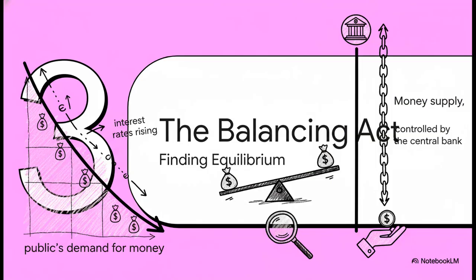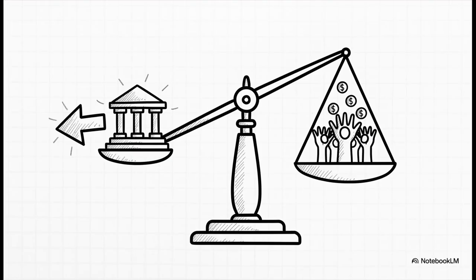All right, so now we have our two forces. On one side, you've got the public's demand for money, which drops as interest rates climb, and on the other side, you've got the money supply, which is set by the central bank. So let's put them together and see what happens when they finally meet. And hey, don't let the idea of a market graph scare you off. We can picture the market just like the market for anything else: avocados, cars, you name it.